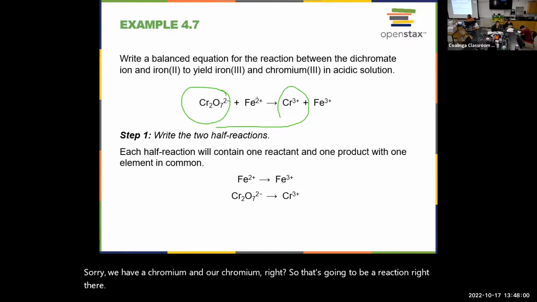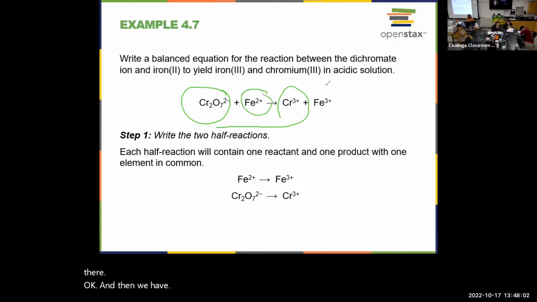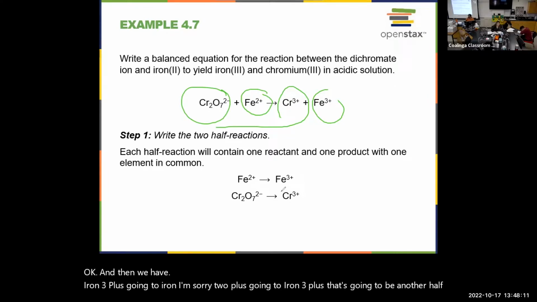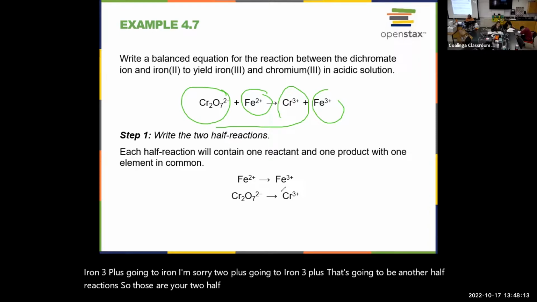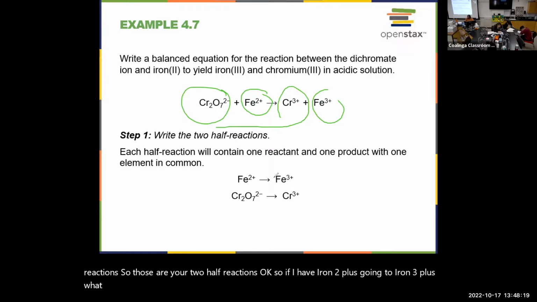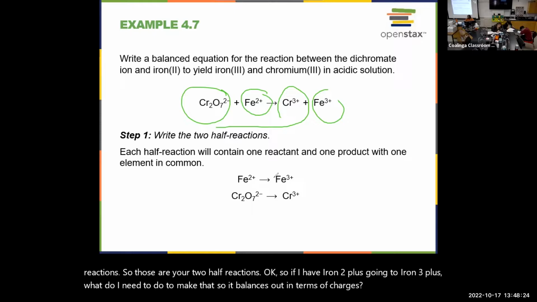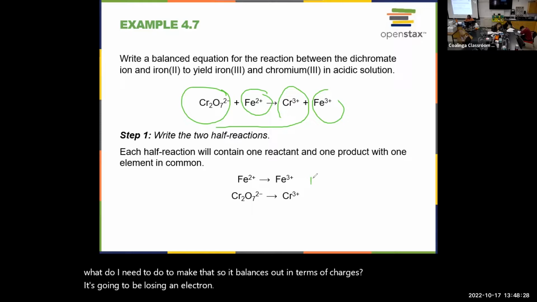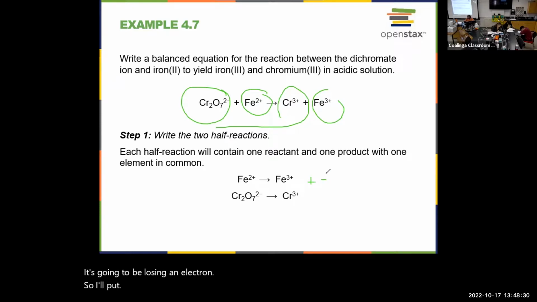Okay. And then we have iron 2 plus going to iron 3 plus. That's going to be another half reaction. So those are your two half reactions. Okay. So if I have iron 2 plus going to iron 3 plus, what do I need to do to make that so it balances out in terms of charges? It's going to be losing an electron. So I'll put an electron over here.